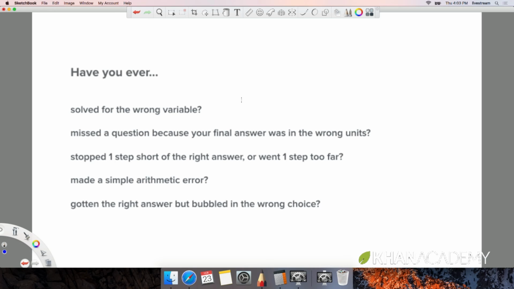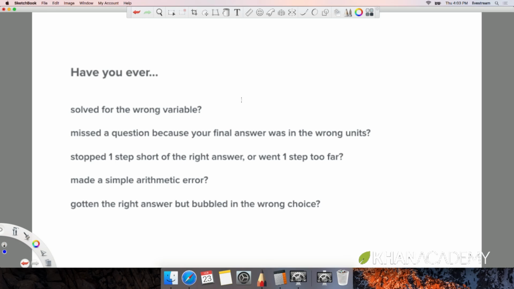Or maybe you went one step too far. Or maybe you made a simple addition or subtraction error. Or this one is probably the most annoying to me: maybe you even got the right answer, but then you didn't transfer the right answer to the answer sheet. All of these types of mistakes are perfectly common human mistakes that anyone can make.